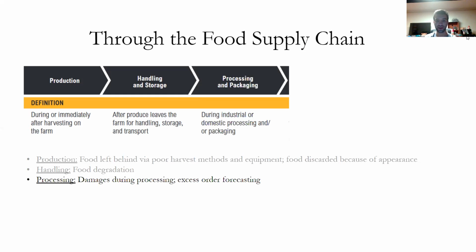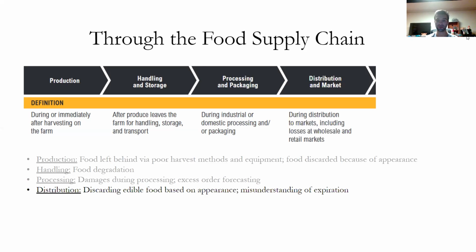Next up is processing and packaging. This has to do with the industrial and domestic processing and packaging parts, where they're getting it all ready to ship out to stores and stuff like that. And here it's mostly damages or an excess order, because if they have too much, they can't all fit in the bag and they'll just throw it out, just because honestly it's cheaper for them.